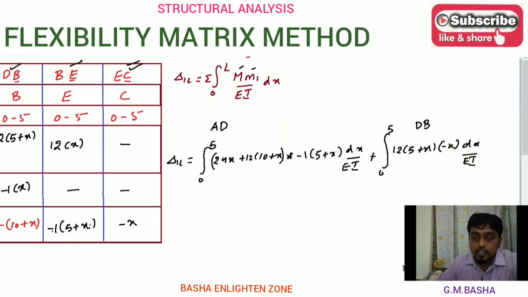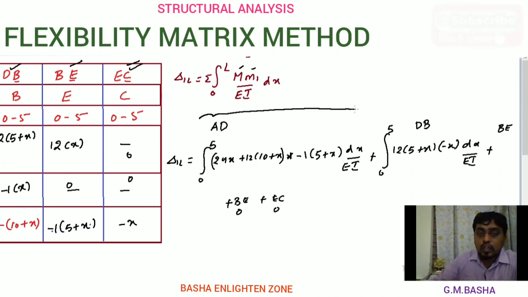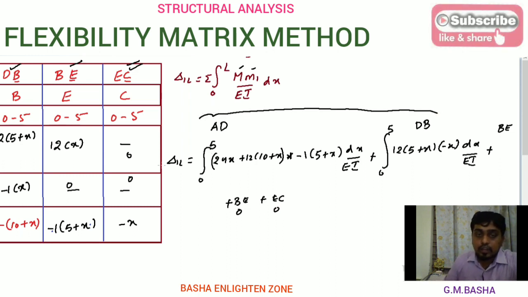Again, what is your next step? Please consider the next portion, which is the BE portion. For BE, it will be 12 into x, where the value will be 0 here. Therefore, 12 into 0, and again the EC portion will be 0. So for BE it will be 0, and similarly for EC also it will be 0. Why? Because 12 into x into 0 is 0. So you will get only two values for delta 1L.